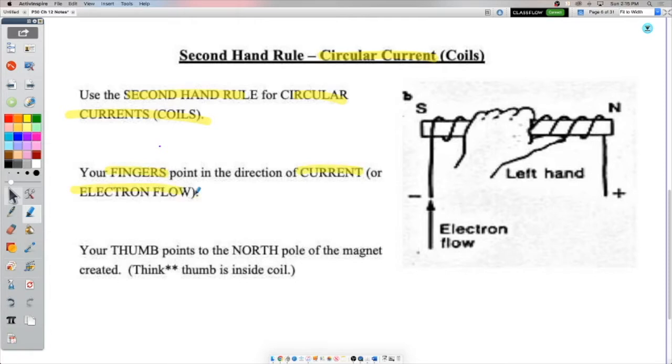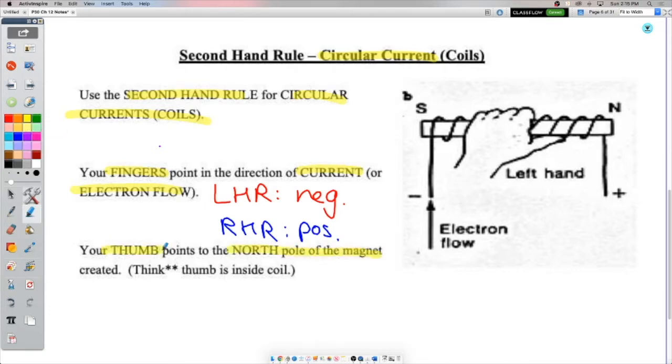Nothing changes here though, it's still left hand rule for negative charges, left hand rule for negatives, and the right hand rule for positives. I just realized I usually use red for negative. So nothing changes there. That's never going to change, any of our hand rules. But now our thumb points towards the north pole of our magnet.